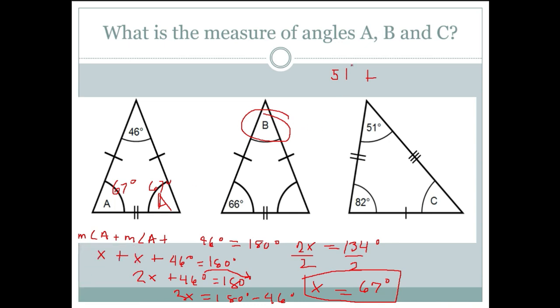So 51 degrees plus 82 degrees. Add them up first. So we have 133 degrees, right? After that, you could subtract 180 minus 133 degrees, and the answer is equal to 47 degrees. So the unknown angle right here is 47 degrees. So the measure of angle C is equal to 47 degrees. Again, you can check that by adding all the angles. 47 plus 51 plus 82 should be equal to 180 degrees. Okay, let's continue.